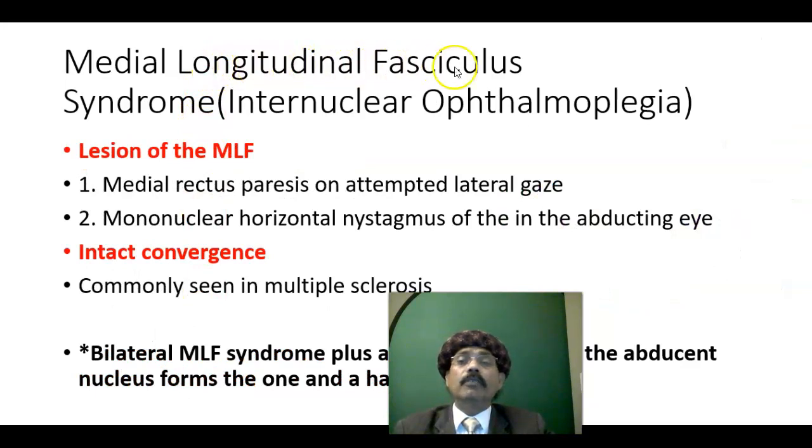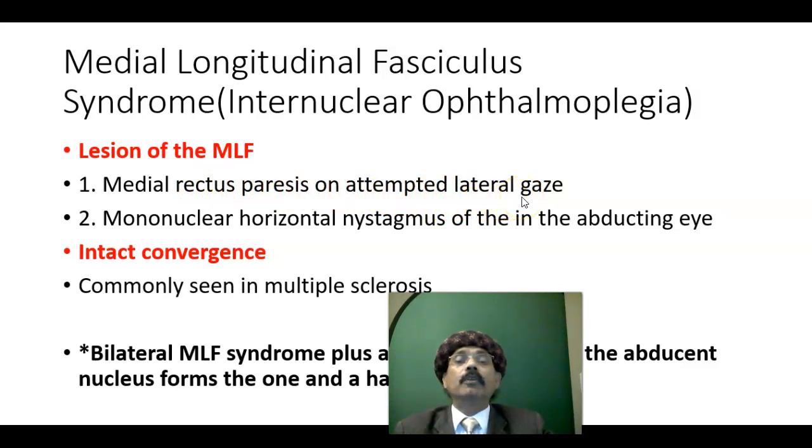Medial longitudinal fasciculus syndrome, also called internuclear ophthalmoplegia. It is because these are the bundles of nerve fibers which connect the cranial nerve nuclei of the third, fourth, sixth, and eighth cranial nerves. So what happens is there is a lesion of the medial longitudinal fasciculus. The medial rectus shows paresis on the affected lateral gaze.